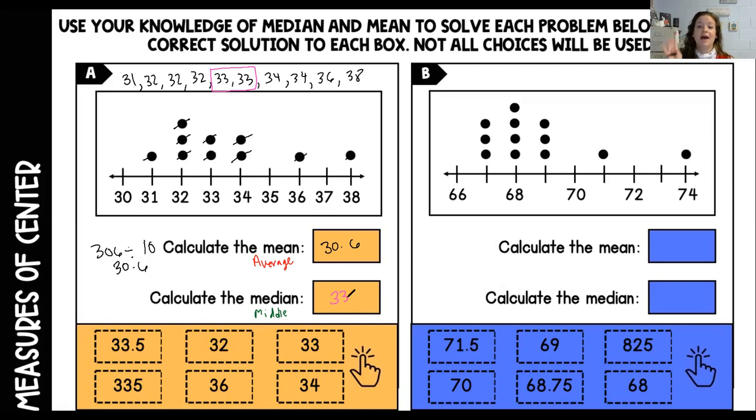Let's go ahead and try this one. Pause this and I want you to try B on your own.